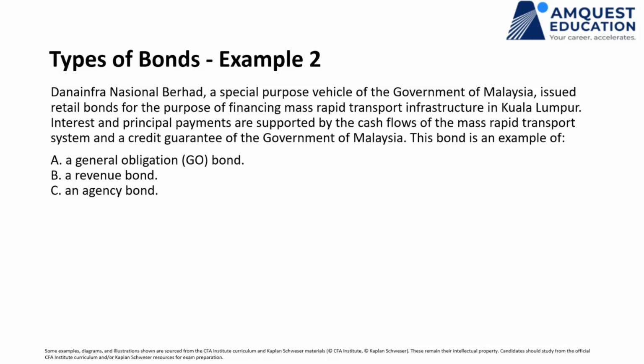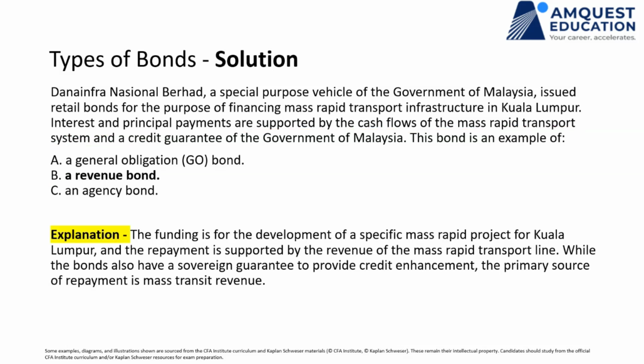Again, in this category, you are backing everything based on the project revenues. Interest and principal payments are supported by the cash flows of the project only. Because this is project specific, this is a revenue bond. You are getting your cash flows backed from a specific project. The primary source of repayment is the mass transit revenue.